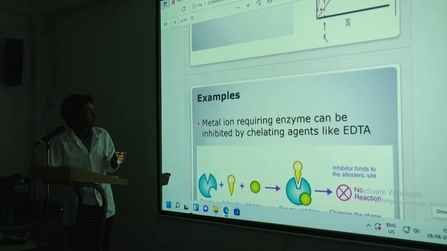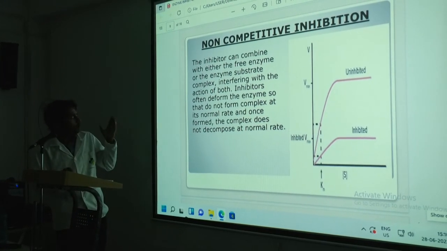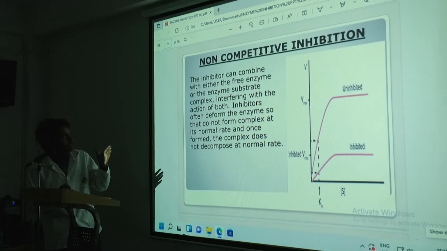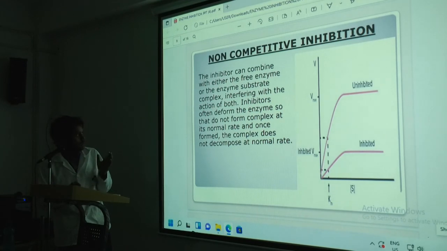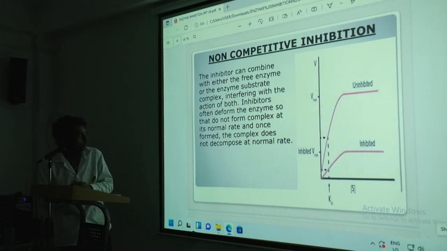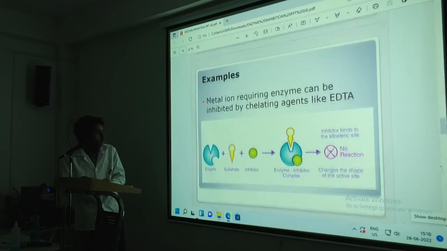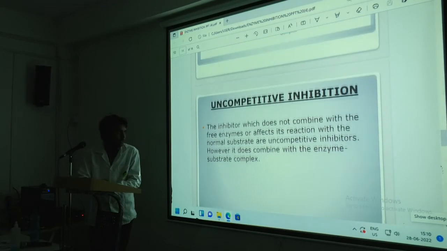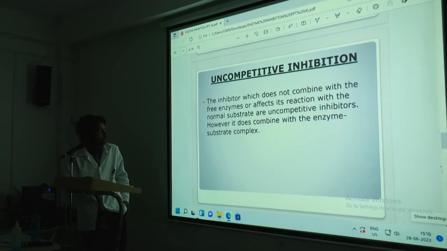Now if we read about non-competitive inhibition, the inhibitor can combine with either the free enzyme or the enzyme substrate complex, interfering with the action of both. Inhibitors often deform the enzyme so that it does not form the complex at its normal rate, and once formed, the complex does not decompose at its normal rate. Its normal rate is disturbed. Now if we go to uncompetitive inhibition, the name suggests itself: it is uncompetitive. So there is no competition between the substrate and the inhibitor.